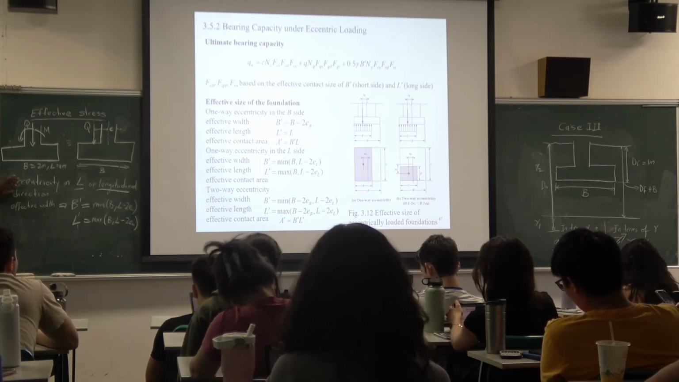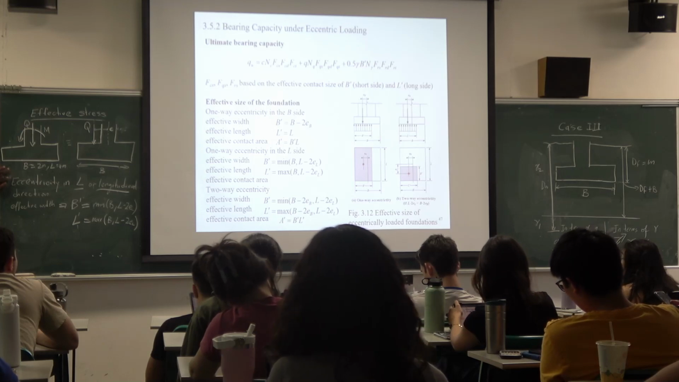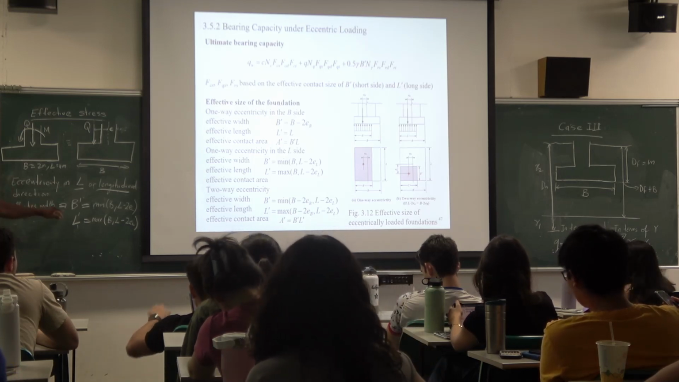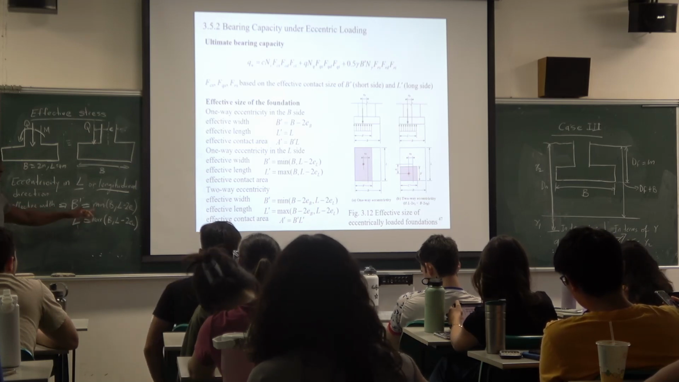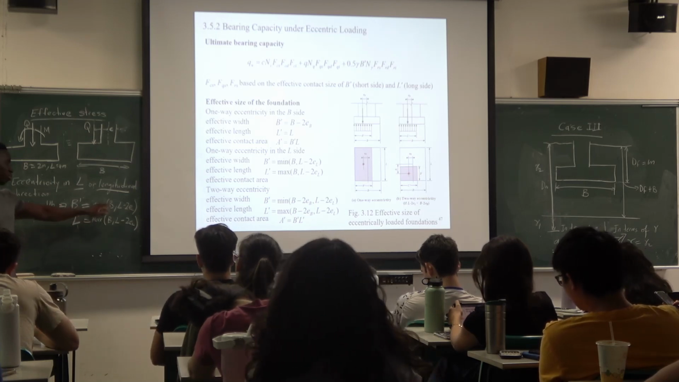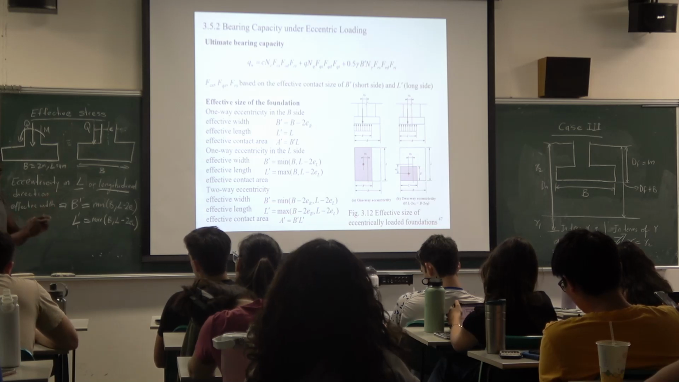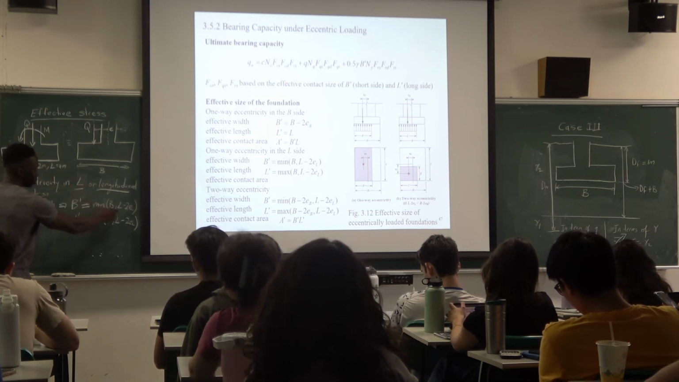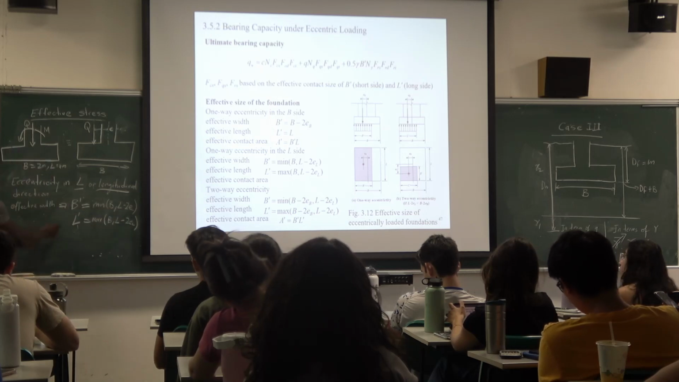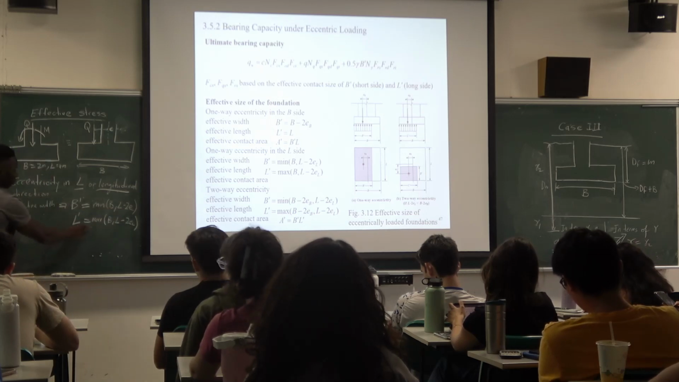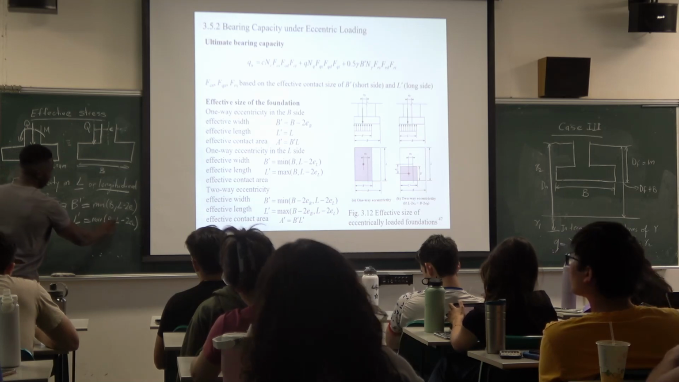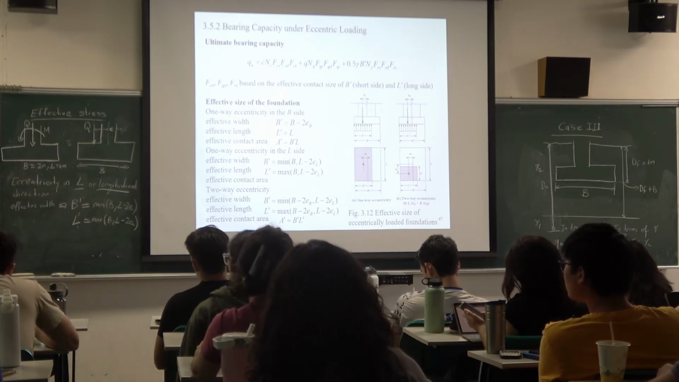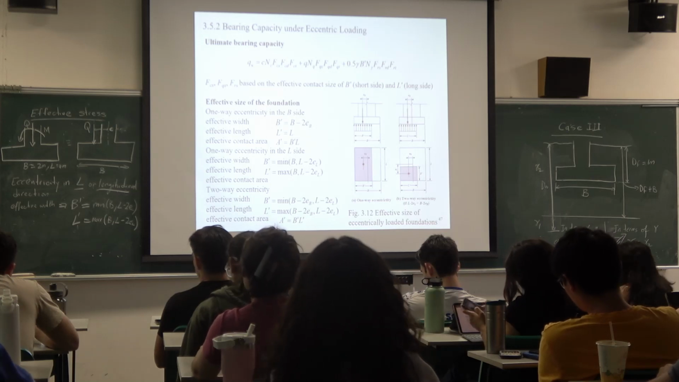So if we are doing the eccentricity check in the L direction or the longitudinal direction, then the effective width B prime is equal to the minimum value between B, that is the width of the footing, or the length minus 2 times the eccentricity. And then the next one, the L prime, will be the maximum of B and L minus 2 times the eccentricity. So you can see these formulations are pretty much the same.